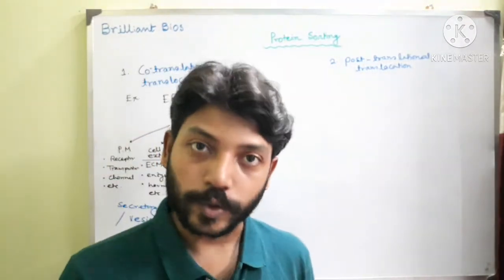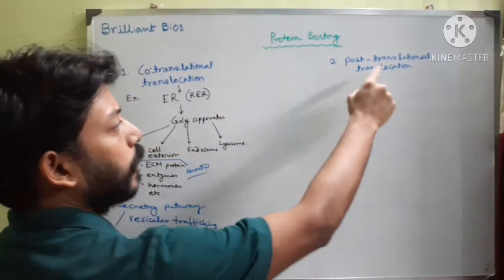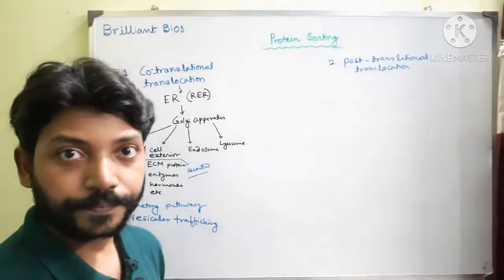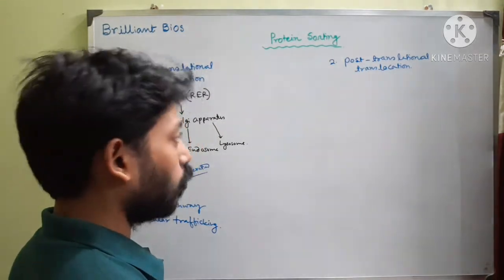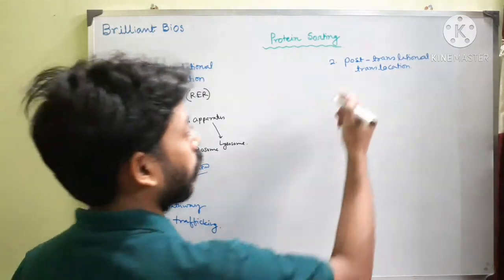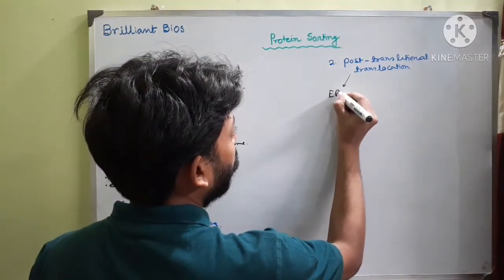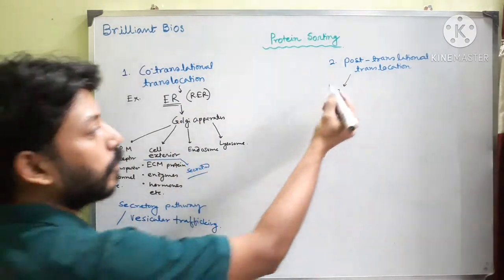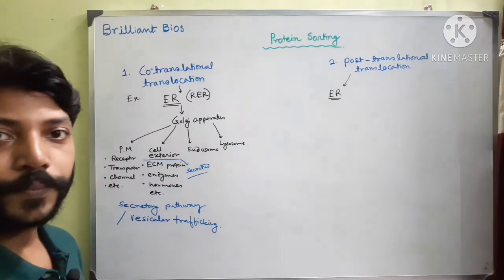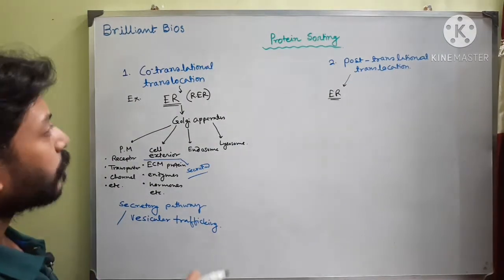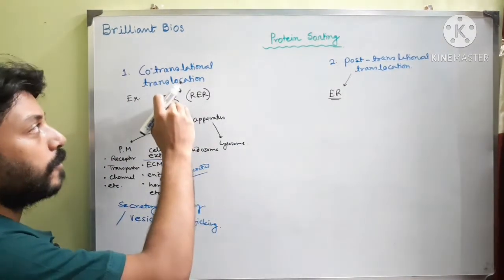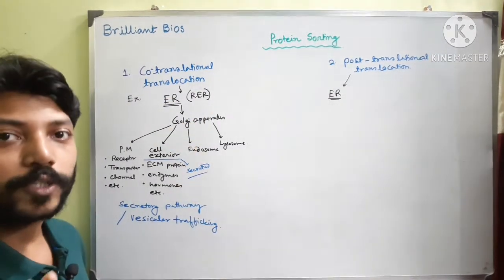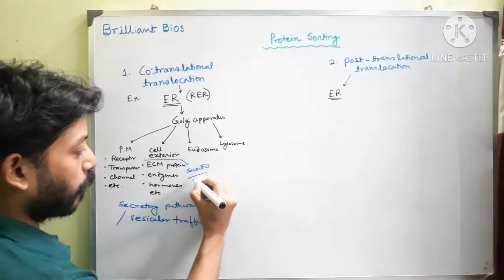Here the protein is not totally produced. But in the case of post-translational translocations, the protein is totally produced in the cytoplasm. Now these proteins go to different locations or organelles, like the endoplasmic reticulum. So you can say here is also an example of the endoplasmic reticulum. The thing is, those proteins that enter the endoplasmic reticulum through co-translational translocation are called secretory proteins.